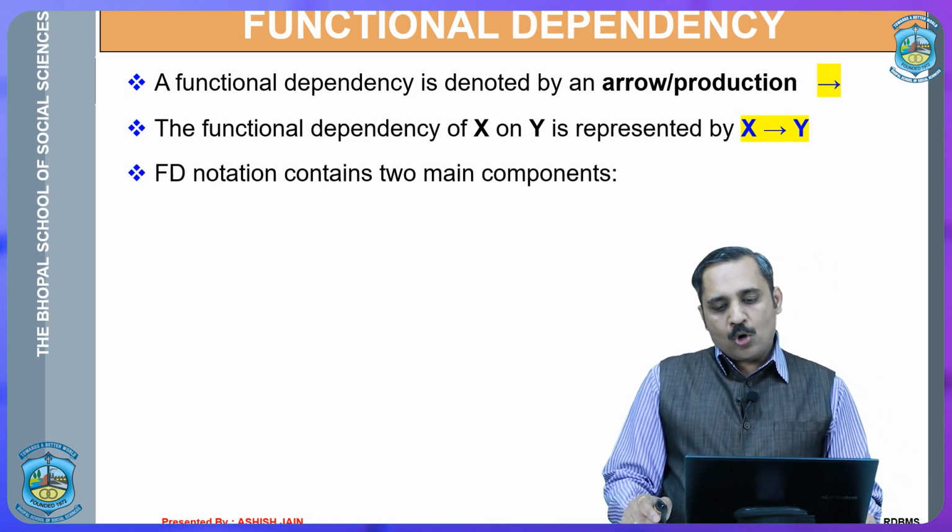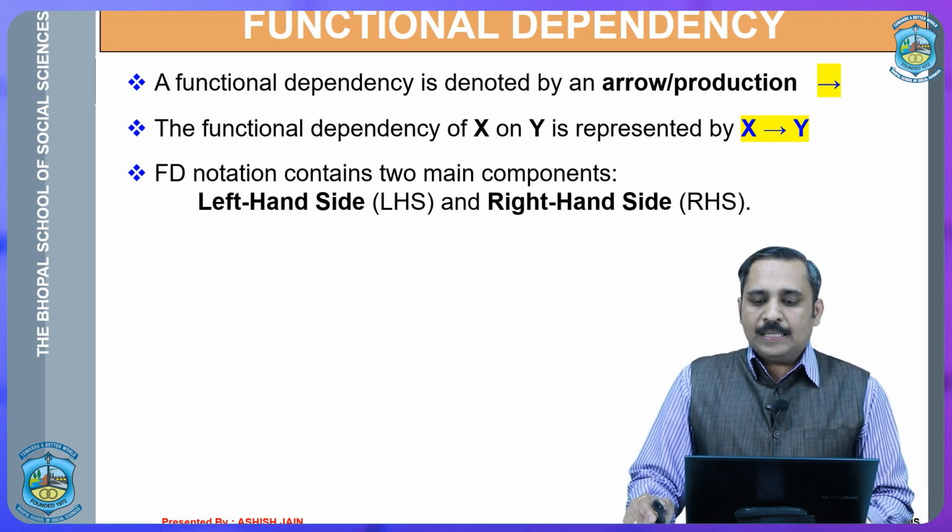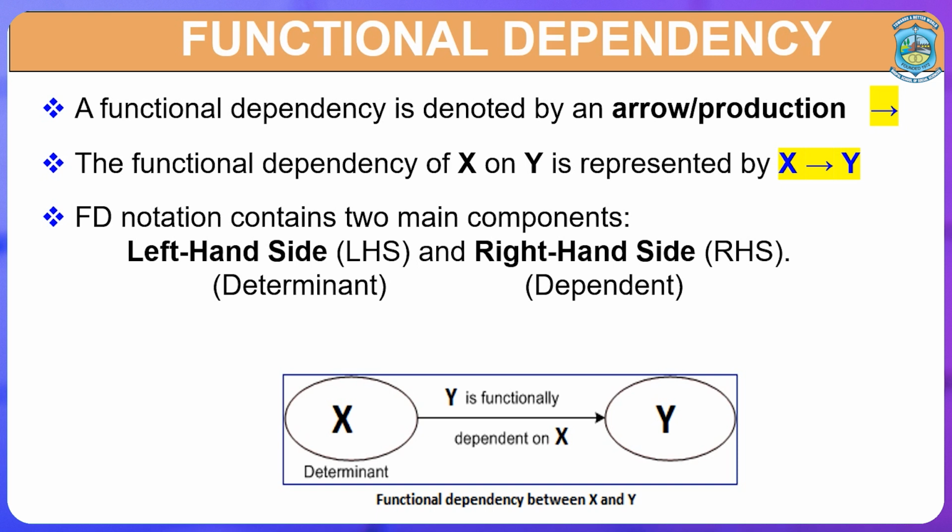This notation has two components, a left hand side part, the LHS, and a right hand side part, the RHS. The left hand side part is called the determinant and the right hand side part is called the dependent. So y is a dependent variable and x is an independent variable. x is called the determinant because x determines the value of y, and the value of y is dependent on the value of x. So we say that y is functionally dependent on x.